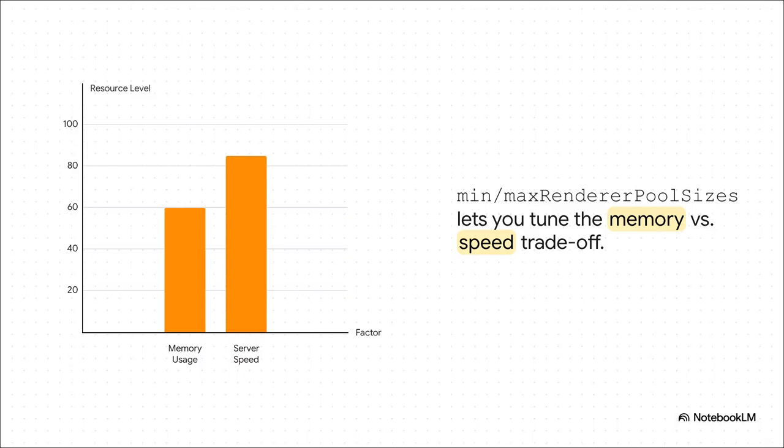And what about performance? TileServer-GL uses a pool of renderers to create tiles. With the min and max renderer pool sizes options, you can tune this pool. The more renderers you have ready to go, the faster your server can respond, but the more memory it uses. It's a classic balancing act, and these options basically give you the dial to tune the server perfectly for whatever machine you're running it on.